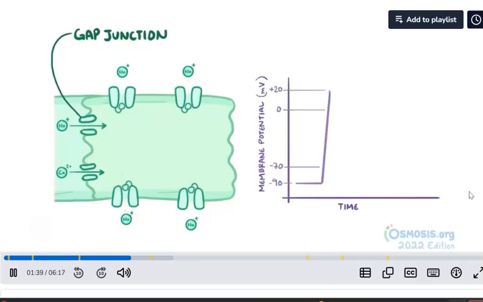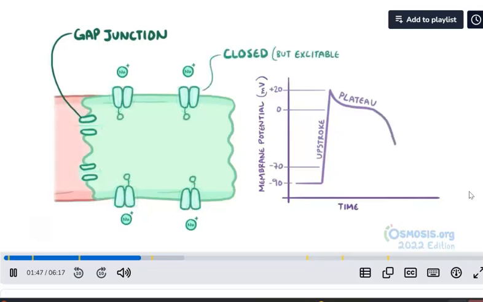depolarization. After the upstroke, there's the plateau phase, and then as the cell repolarizes, the sodium channels start to recover, and even though they're closed, they're still excitable. And eventually all the channels recover and the cell repolarizes back to its resting state around negative 90 millivolts.